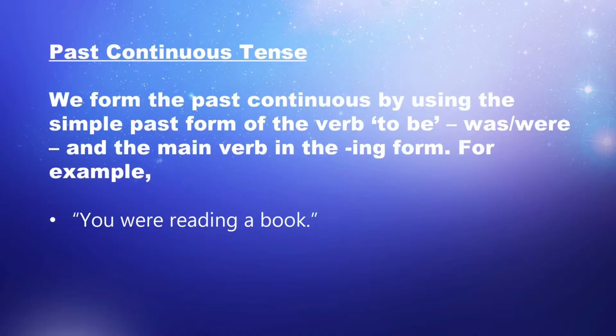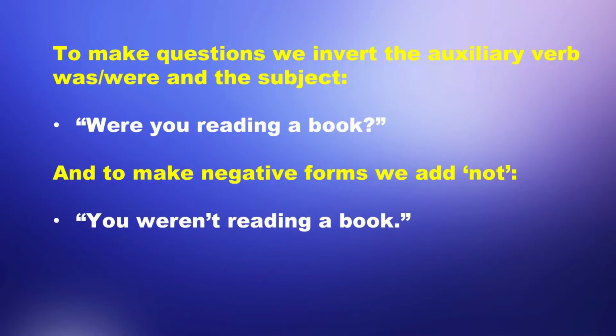What is past continuous? The past continuous is the form that uses the simple past form of the verb to be, that is was or were, and the main verb in the ing form. For example, You were reading a book. To make a question, we invert the auxiliary verb was or were and the subject: Were you reading a book? And to make the negative form, add not. You weren't reading a book.